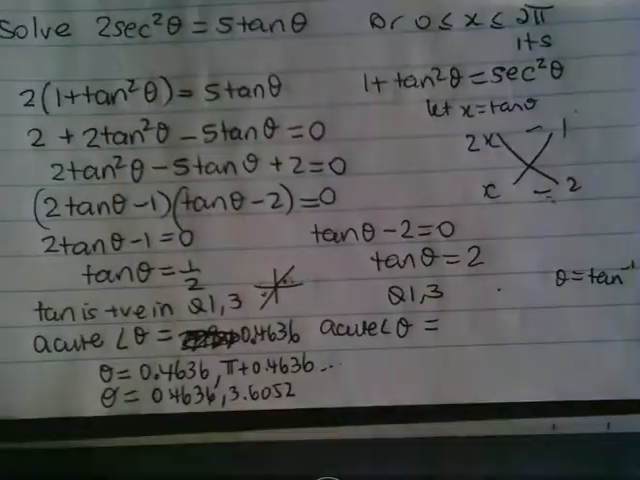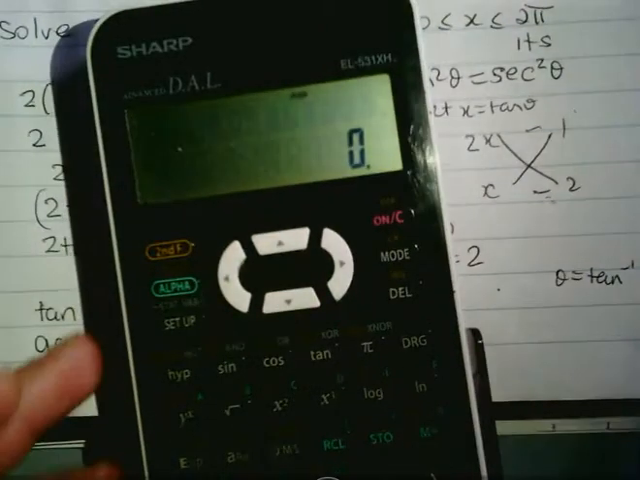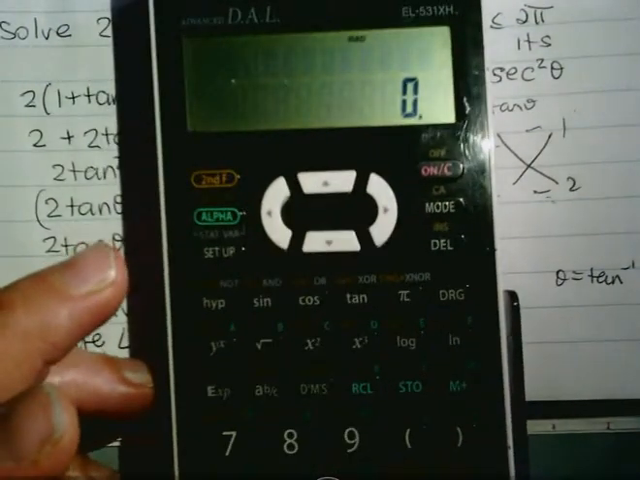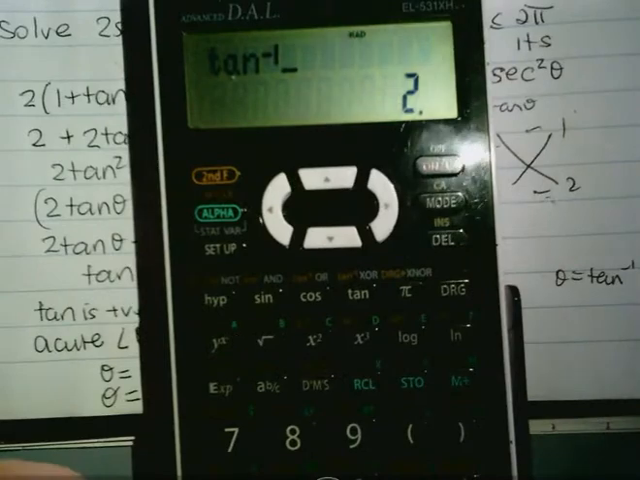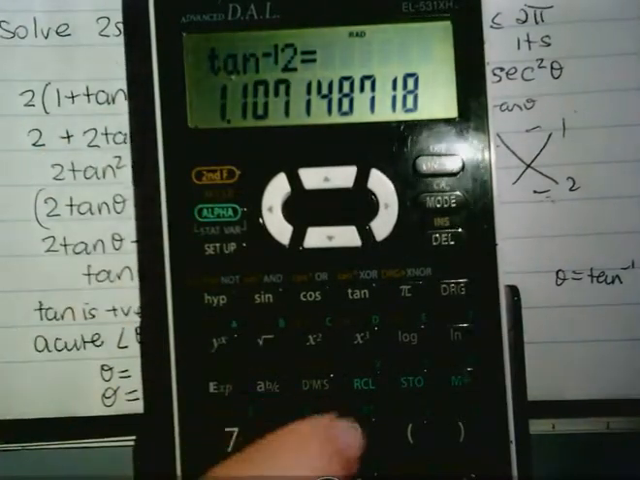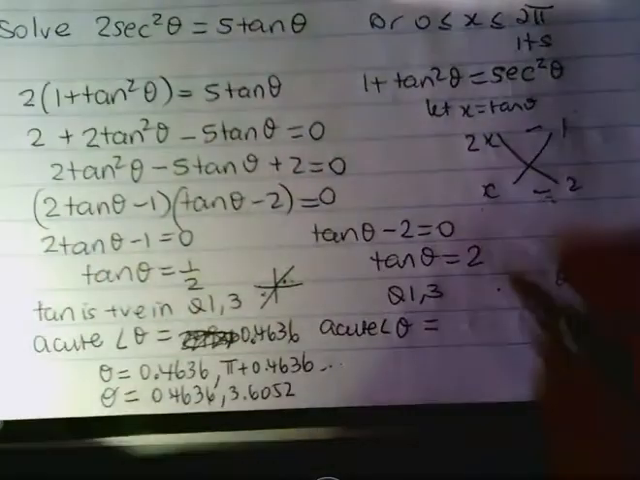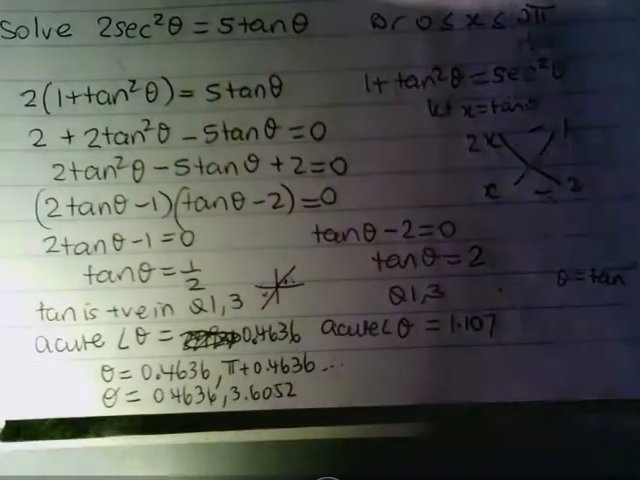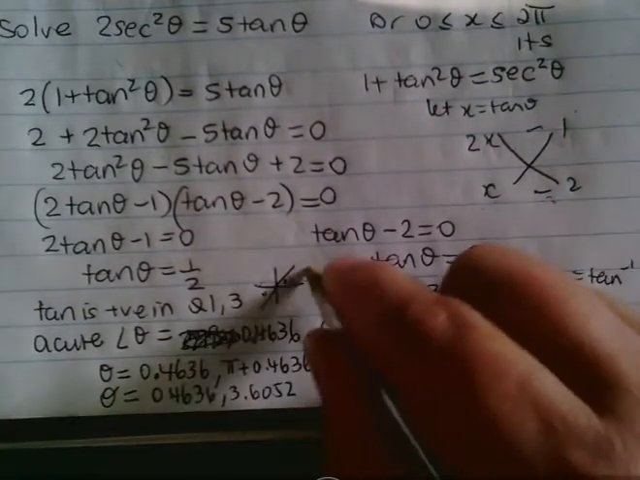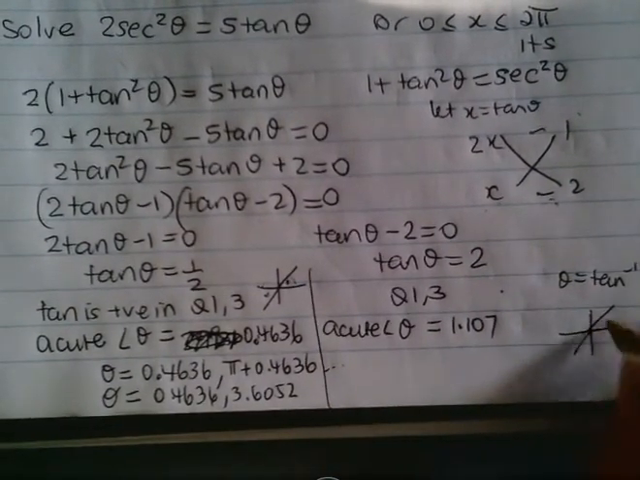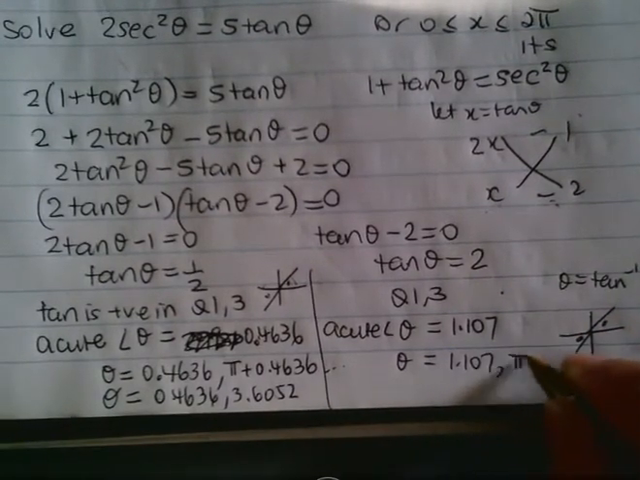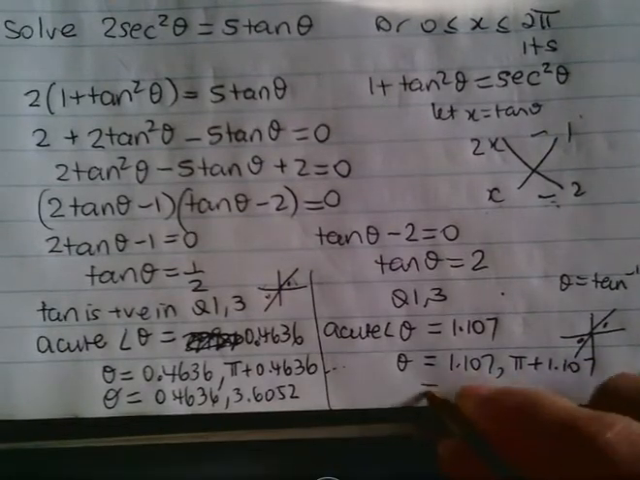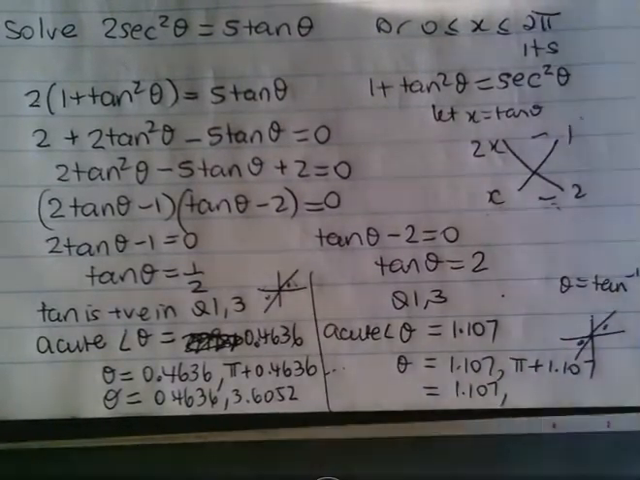We're going to do the same over here. We've got that tan theta equals 2. So on our calculator, you can't do it in degrees because we're working in radians. So we go second function tan of 2, and we get 1.107. So my acute angle is 1.107. My two solutions, again, I'm in quadrants 1 and 3. So quadrant 1 is 1.107, and quadrant 3 is pi plus 1.107.